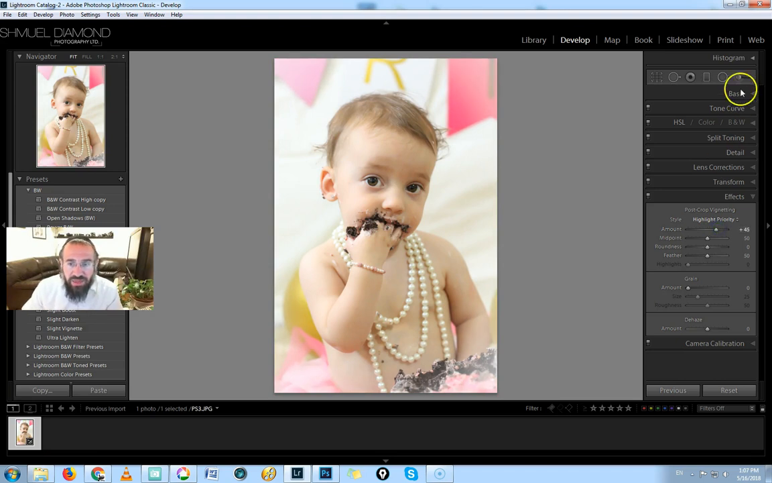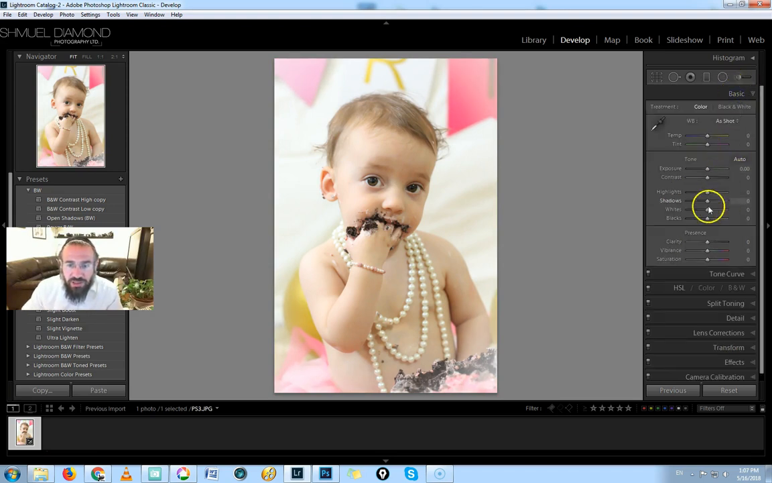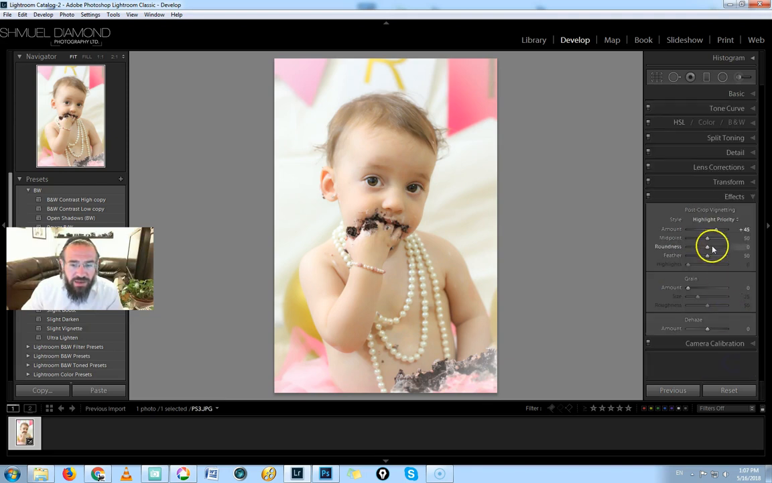Quite like it. I think what I want to do actually is just soften the whole image a little bit with the clarity. There we go. I think I'll put this down a little bit more. So let's just have a look where we went from.